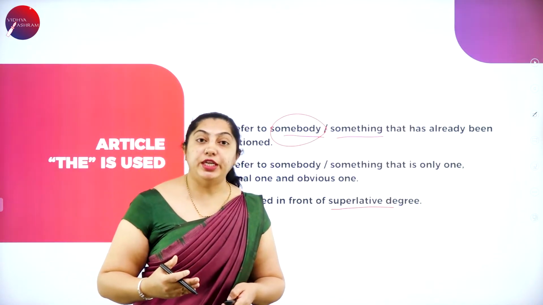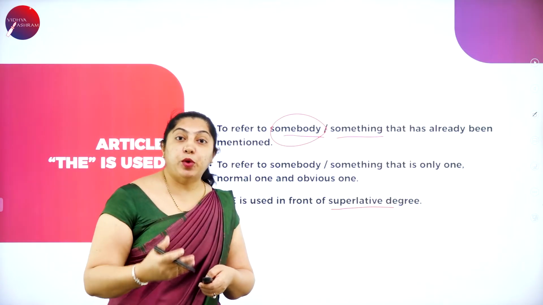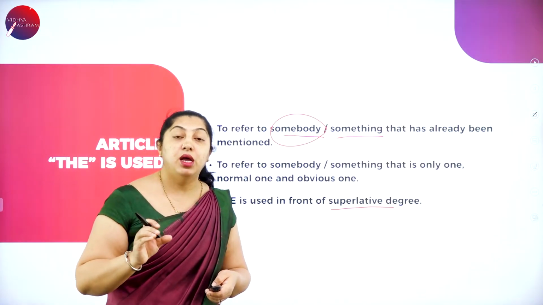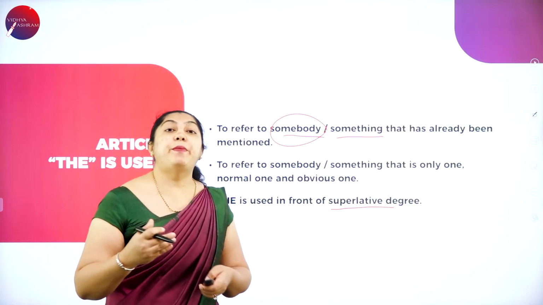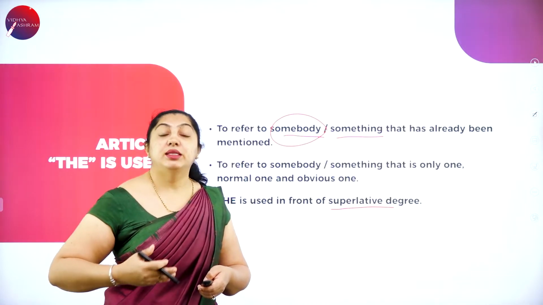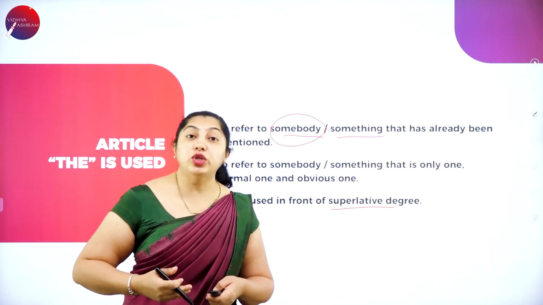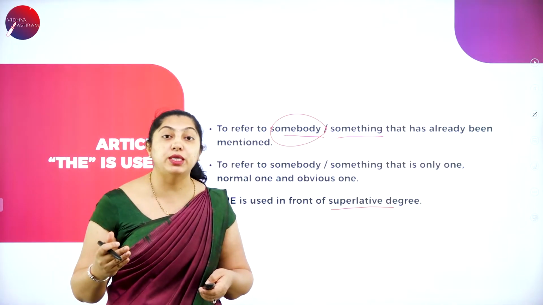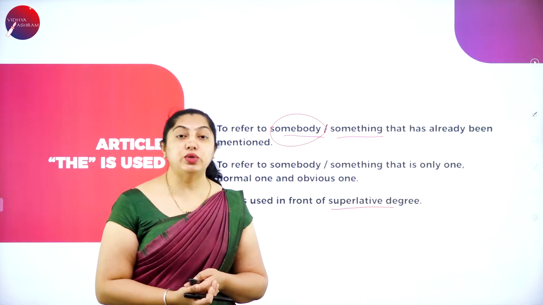It is not only before superlative degrees, but sometimes with a designation, like the principal, the editor, the policeman, the managing director. So before a designation also we use the word the. In the same way, before oceans or seas: the Arabian Sea, the Indian Ocean, the Pacific Ocean. Before holy books like the Bible, the Quran, the Ramayana, the Mahabharata. When you talk about directions: the east, the north, the south, the west. When you talk about the universe: the sun, the moon, the stars, you use the article the there. These are a few of the things where you use the article the.